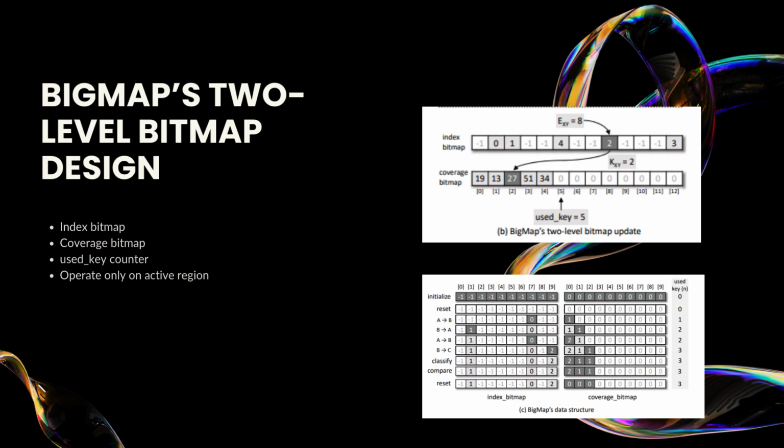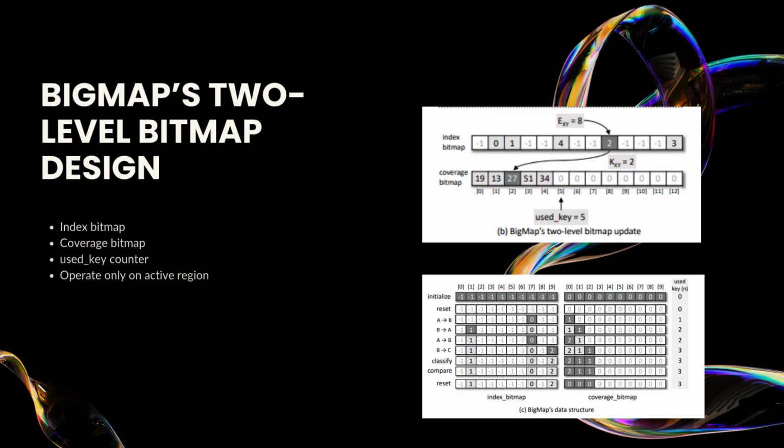Let's walk through how an edge is recorded. First, just like in AFL, an edge ID is computed. Then BigMap looks up that edge ID in the index bitmap. If this is the first time the edge has been seen, the index bitmap entry is uninitialized. In that case, the edge is assigned the next available compact index, which is equal to the current value of used key. Then, used key is incremented. After that, the coverage bitmap is updated at this compact index. From that point on, every time that edge executes, it will update the same compact location in the coverage bitmap.